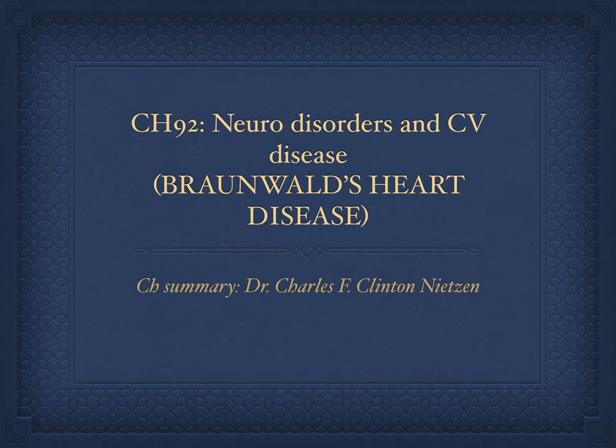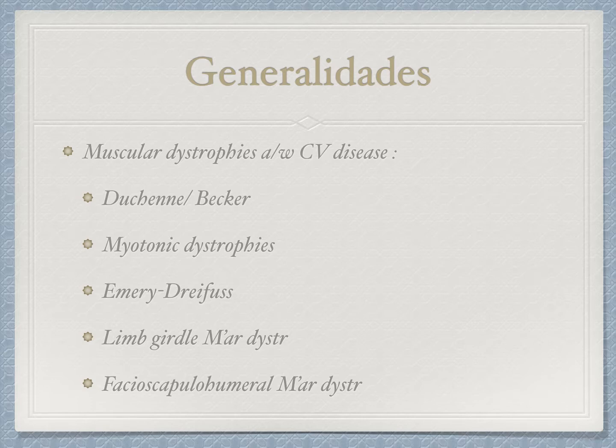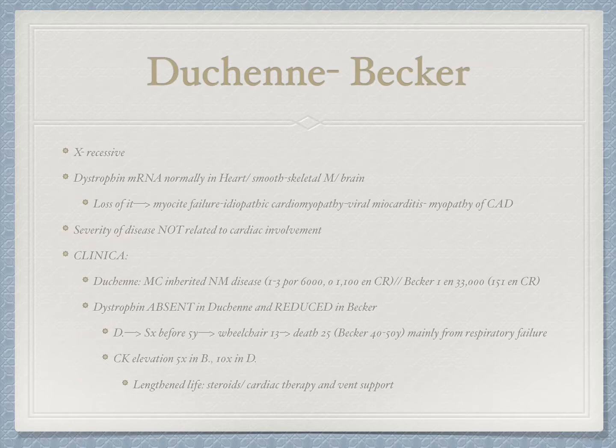So this is a summary on chapter 92, Neurological Disorders and Cardiovascular Disease, from Braunwald's Heart Disease. What are the diseases we will see here? Mainly the muscular dystrophies that are associated with cardiovascular disease. We'll see them one by one.